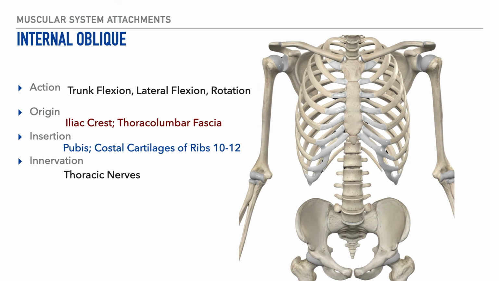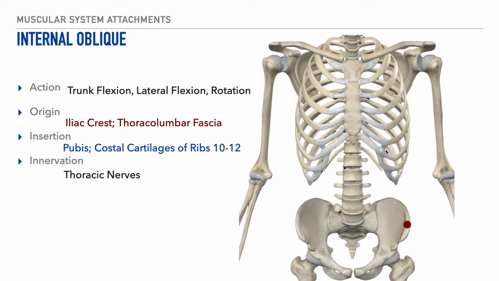Moving deep to the external abdominal oblique, we'll find the internal abdominal oblique. And its actions include trunk flexion, lateral flexion, and rotation. Its origin is at the iliac crest, which we'll show here, but we have a second origin point known as the thoracolumbar fascia, and I'll showcase that second origin point momentarily.